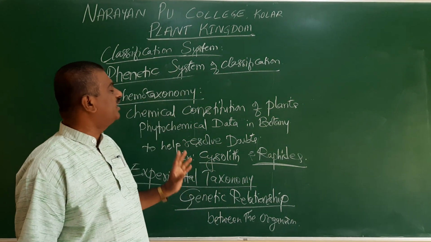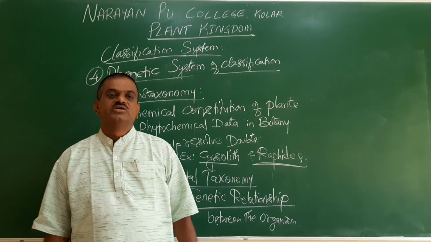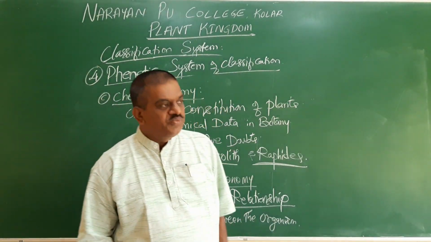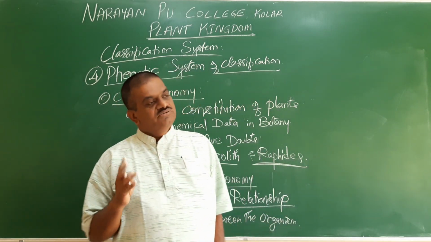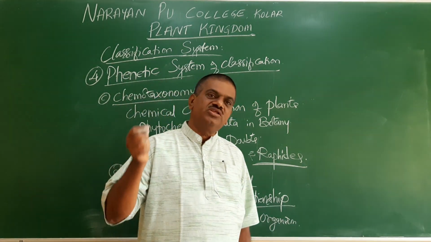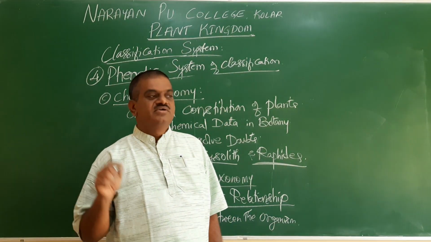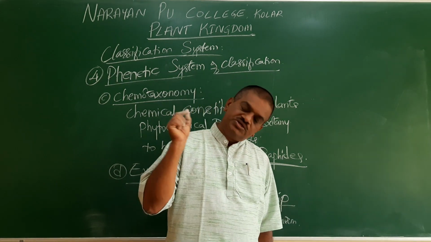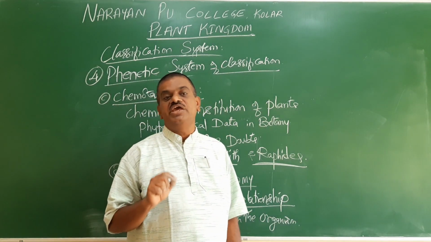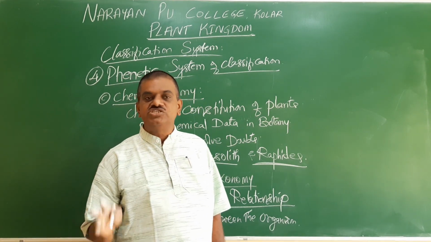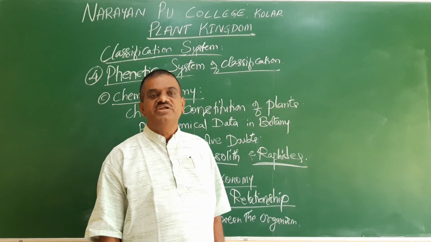So all these are the different types of classifications. In the next videos, we are going to talk about the five different classes. We are going to discuss first algae, followed by bryophytes, then pteridophytes, followed by gymnosperms and angiosperms. The characters of each in classification we are going to discuss in detail in the next videos.